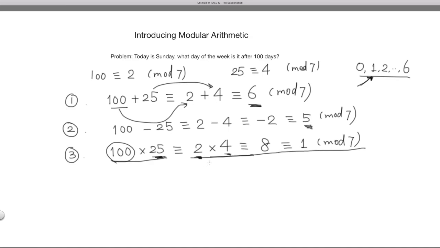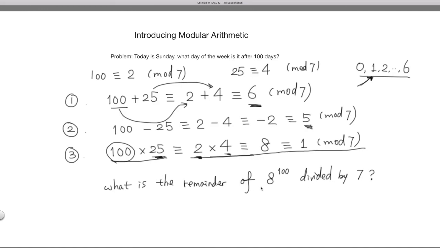Okay, so this congruence, this modular arithmetic, makes sure this is correct. The benefit of modular arithmetic is evident from the next example. This example goes like this. Problem: what is the remainder of 8 to the power 100 divided by 7?